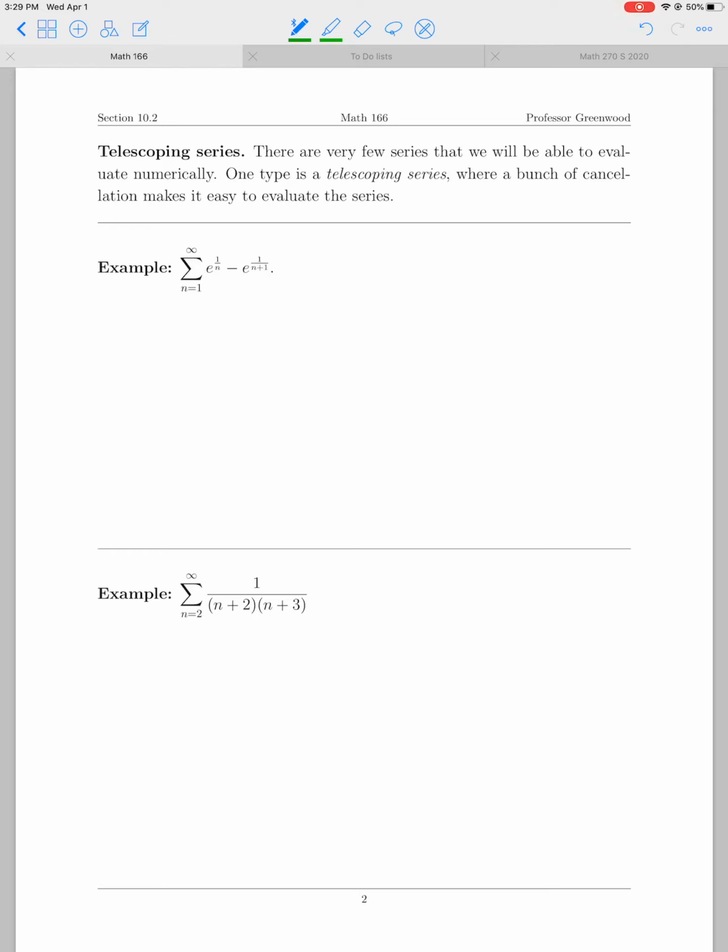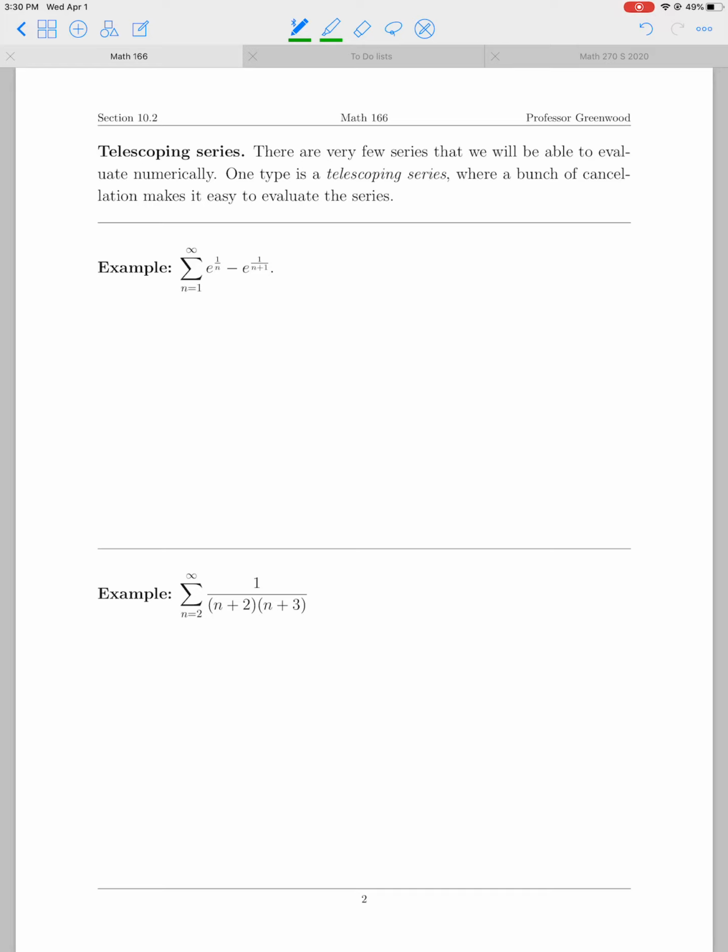All right, so now that we've defined what an infinite series is, we're going to try and evaluate a couple infinite series. In the long run, it'll turn out that most infinite series are too difficult for us to evaluate explicitly, but there are a couple types that are easier to evaluate. One of those types is called a telescoping series.